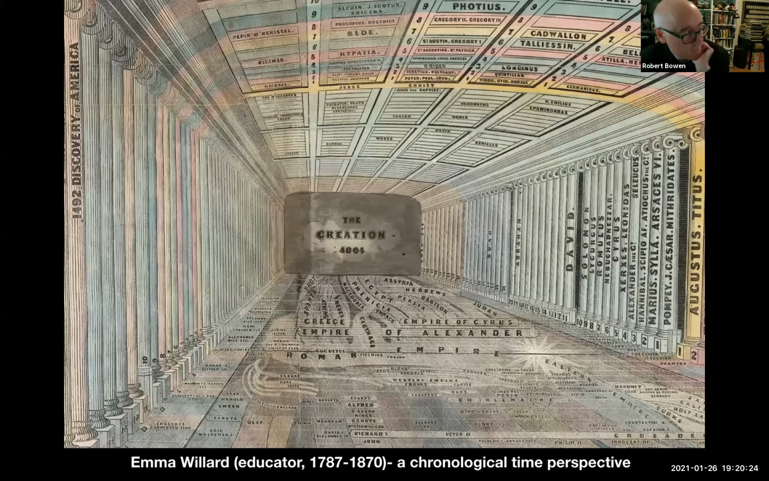Here's another schema of time, a map of time, from Emma Willard. It's very chronological, and it's very educational. But education back then was grounded in the classics and also in Christianity. So instead of the Big Bang, there's creation that we see way back there. Only 4,000 years ago, it turns out.